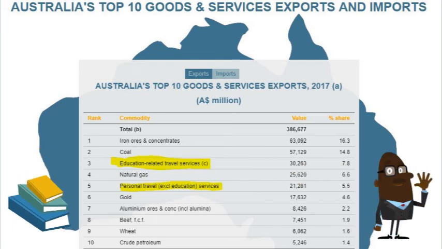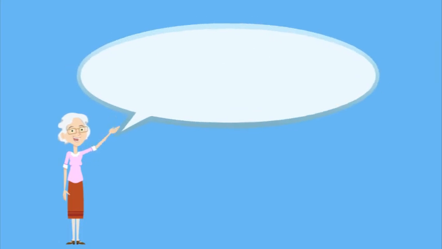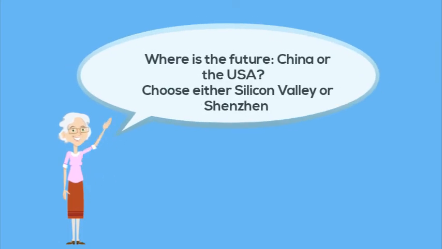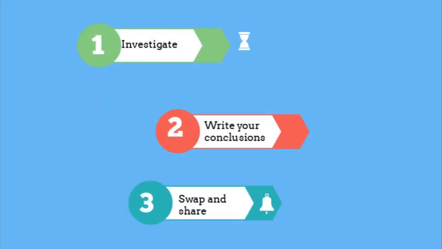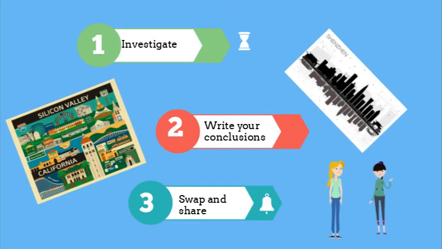So we need to now think about the future, and in particular, this rise of technology. And we're going to compare two very important locations for technological development. One is Silicon Valley in California, and the other is a fairly recent city in China. What we're going to do is analyse, write up our findings, and swap and share.